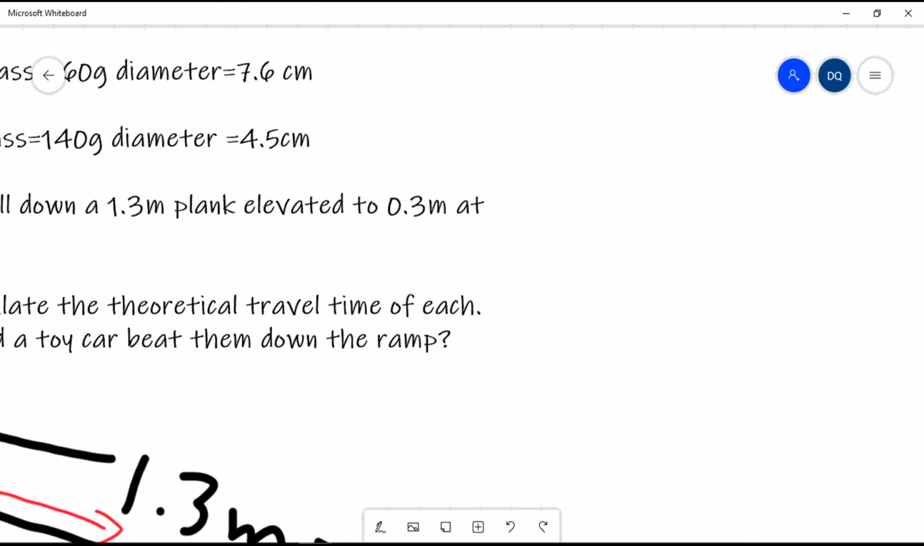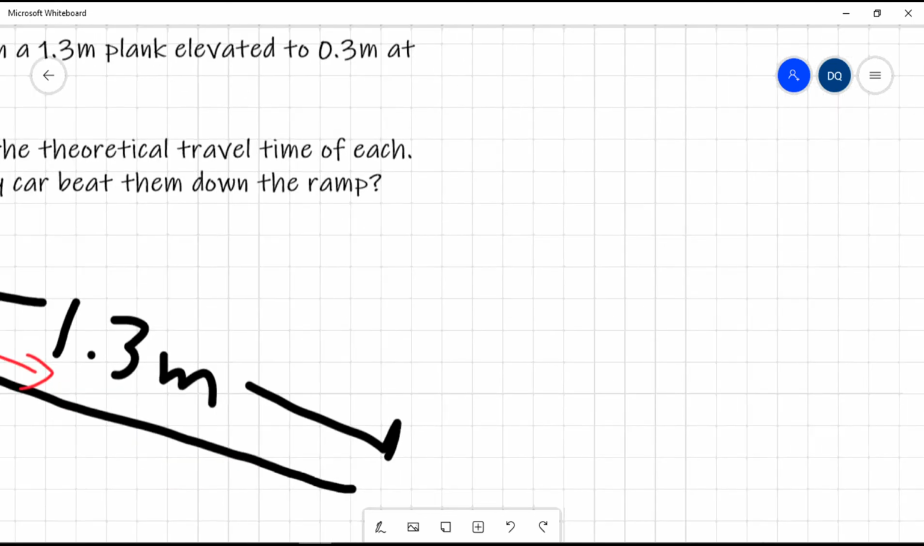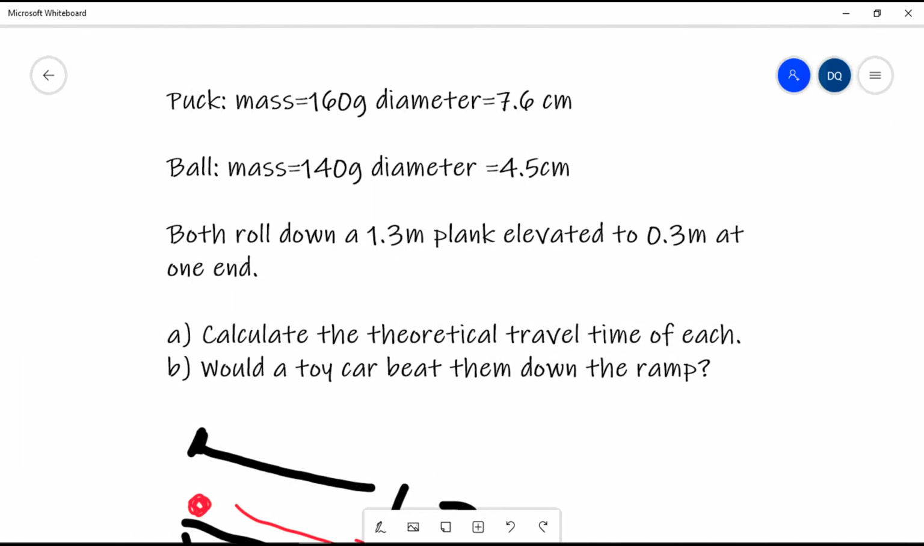So now let's consider this problem you just saw in the video. A puck with a mass, and I looked this up for a hockey puck, it's got a mass of 160 grams and a diameter of 7.6 centimeters. And we also have a ball with a mass of 140 grams, so comparable mass, and its diameter is 4.5 centimeters. Both of them roll down a 1.3 meter plank, and that plank is elevated at 0.3 meters at one end.